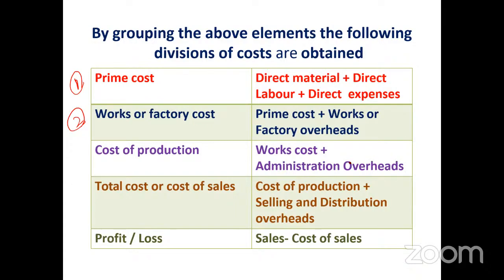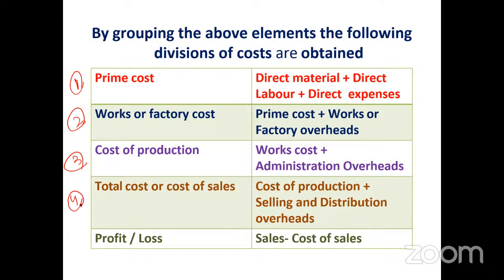Again, if we are adding the administration overhead, office and administration overhead, to the works cost, we are getting cost of production. And if we are adding selling and distribution overhead to the cost of production, finally we are getting cost of sales. That is the total cost of the goods or services produced during a particular period.